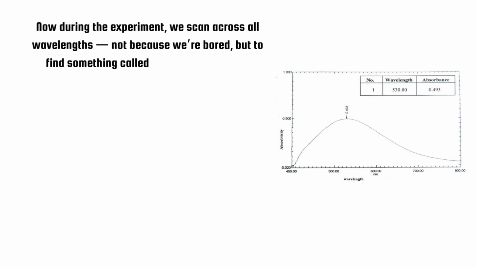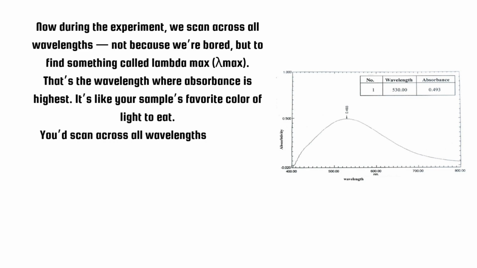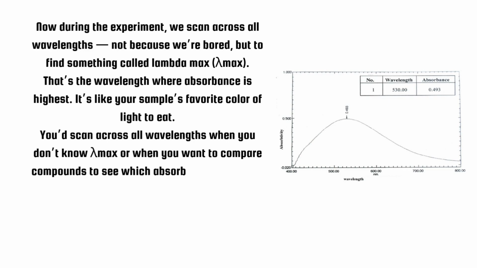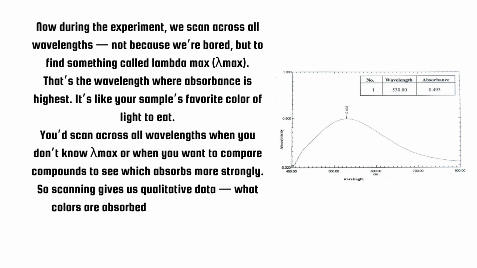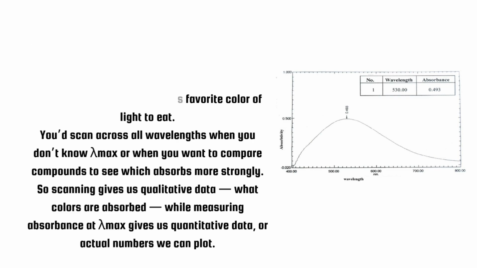Now during the experiment, we scan across all wavelengths, not because we're bored, but to find something called lambda max. That's the wavelength where absorbance is highest. It's like your sample's favorite color of light to eat. You'd scan across all wavelengths when you don't know lambda max or when you want to compare compounds to see which absorbs more strongly. So scanning gives us qualitative data, what colors are absorbed, while measuring absorbance at lambda max gives us quantitative data, or actual numbers we can plot.